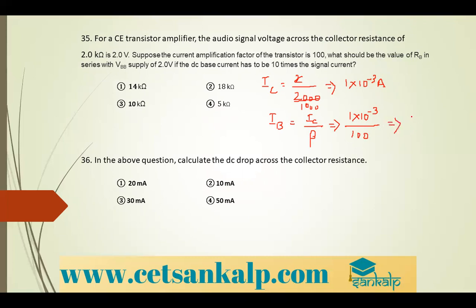This is equal to 10 to the power minus 5. 10 to the power minus 3 is already there, divided by 100, which is 10 to the power minus 2, so it becomes 10 to the power minus 5. So the DC base current, IDC, is equal to 10 into 10 to the power minus 5, which is 10 to the power minus 4 ampere.